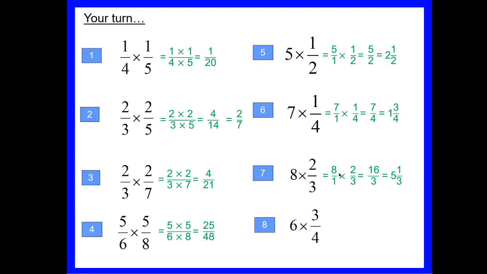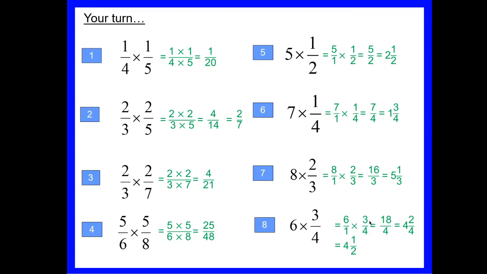For the next one then, we're going to put our 8 divided by 1 to start with. Then we multiply. 8 times 2 is 16, 1 times 3 is 3. 3 fits into 16 5 whole times with 1 remainder, which goes back over the denominator of 3, giving us 5 1/3.